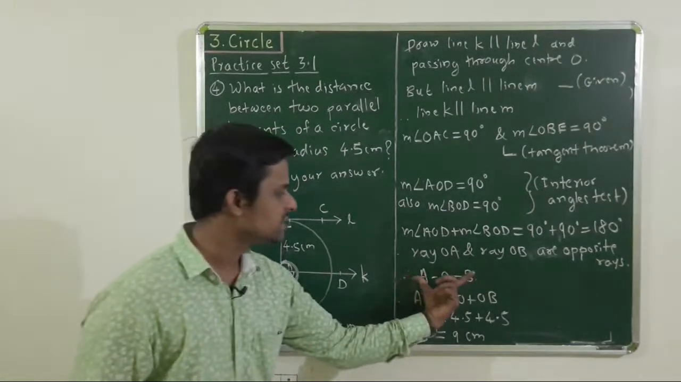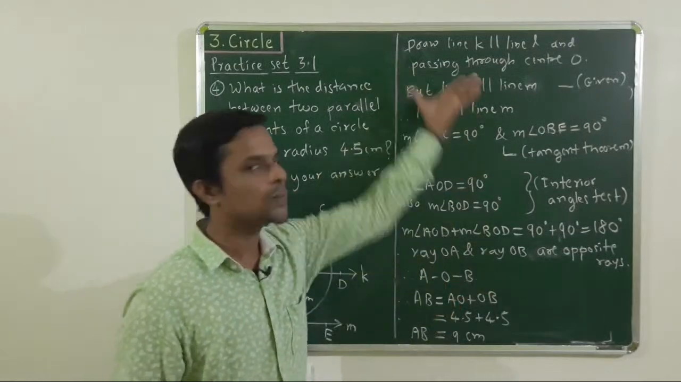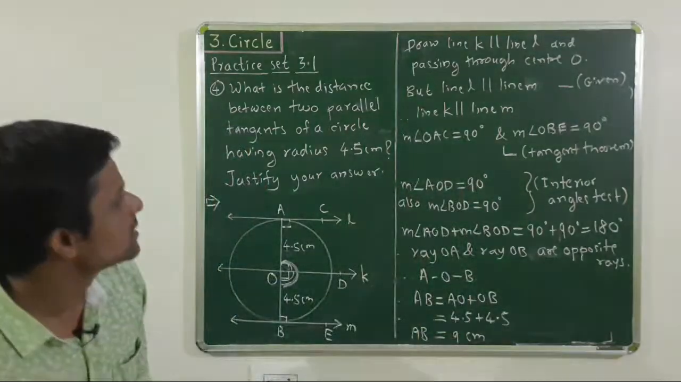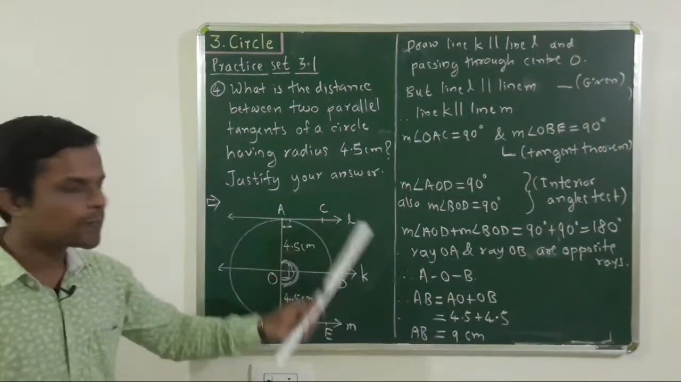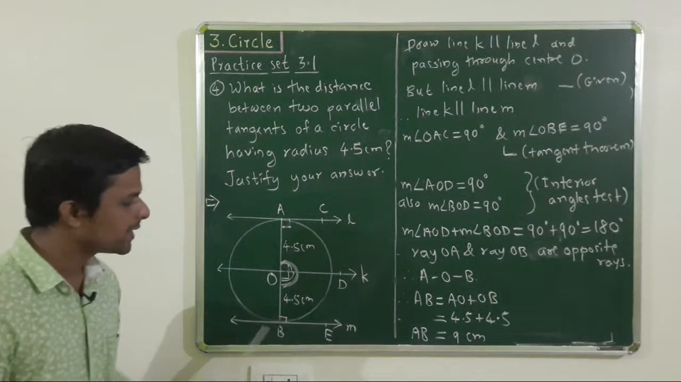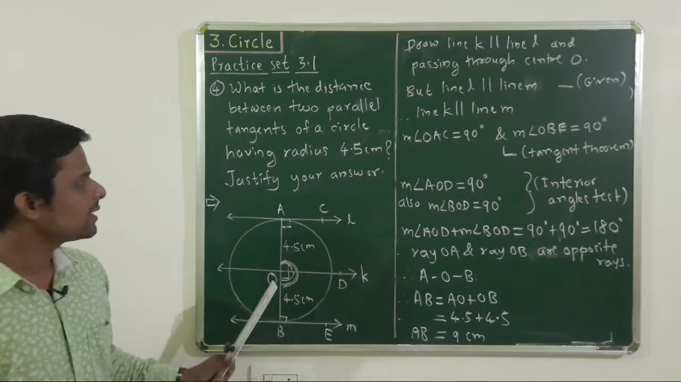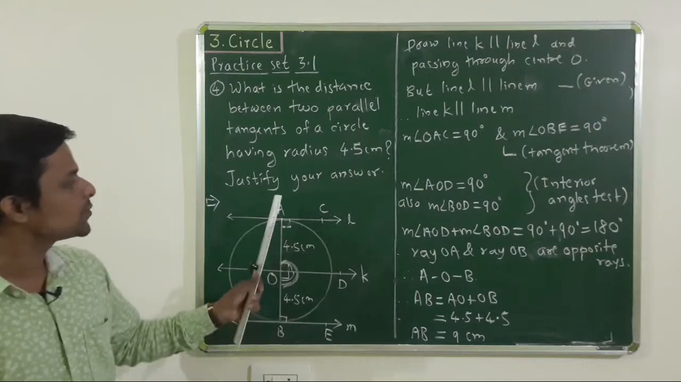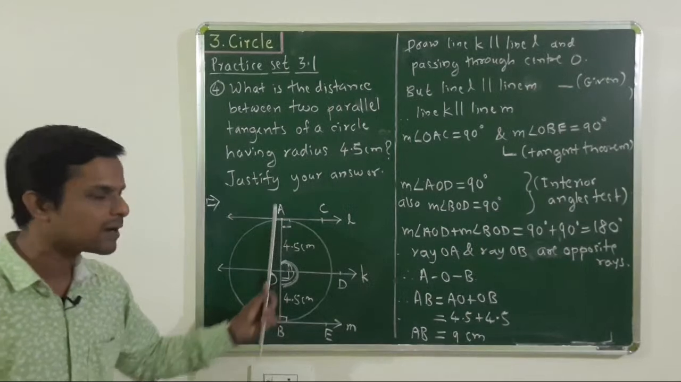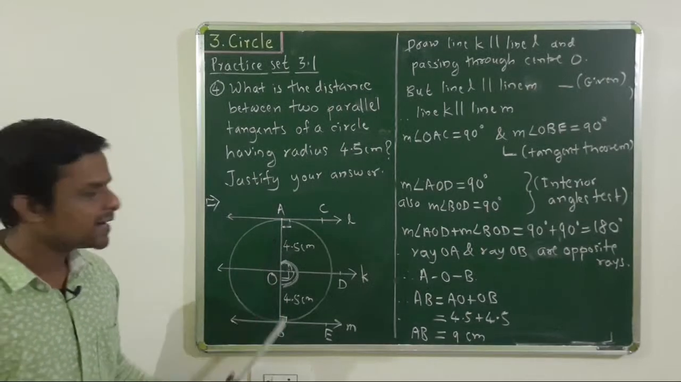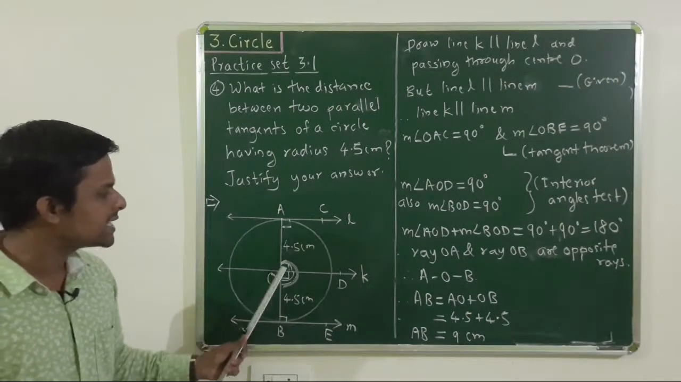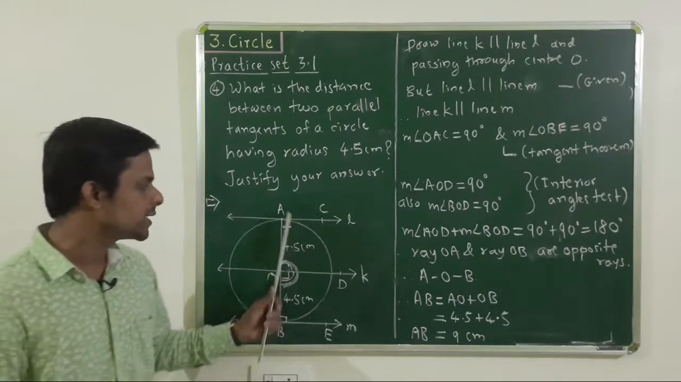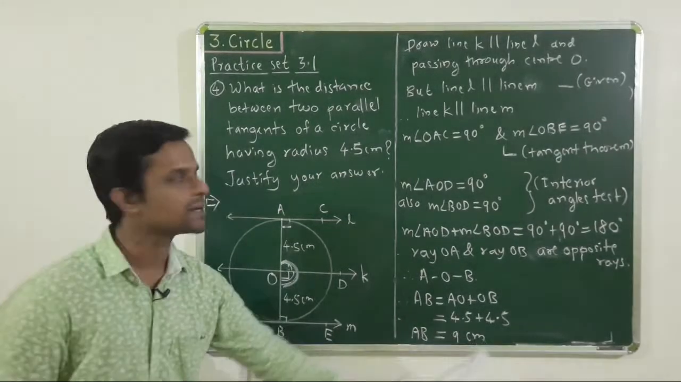And to get this A-O-B, we have proved all this. See once again, there are two parallel lines. Suppose line L is parallel to line M. We have to find the distance between the two parallel lines, that is AB, and the radius of this circle is given as 4.5. To get AB, we have proved A-O-B, so that we can add AO and OB to get AB as 9 centimeter.